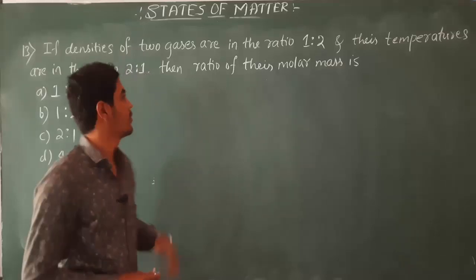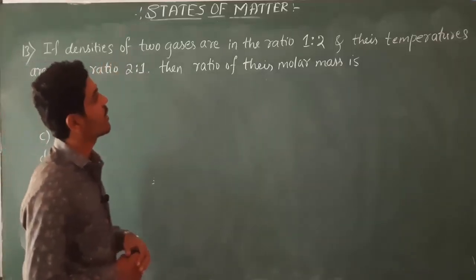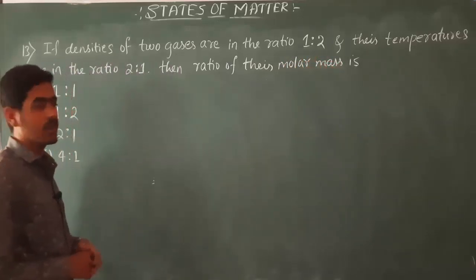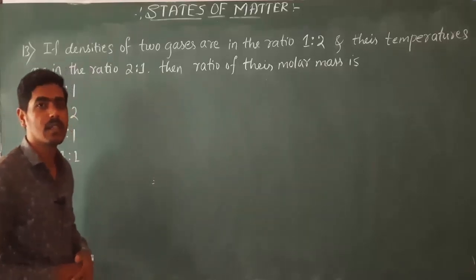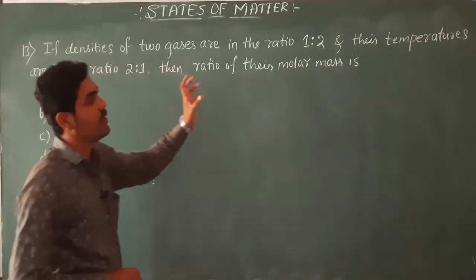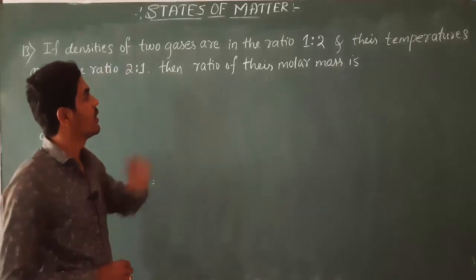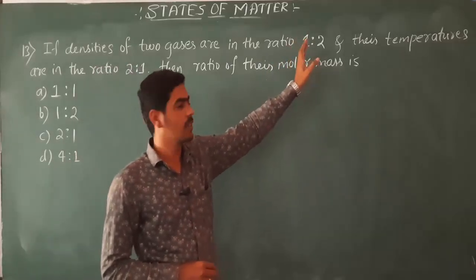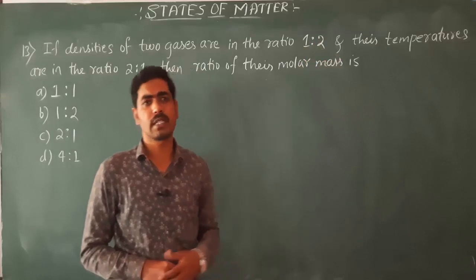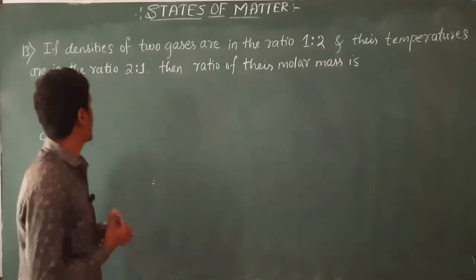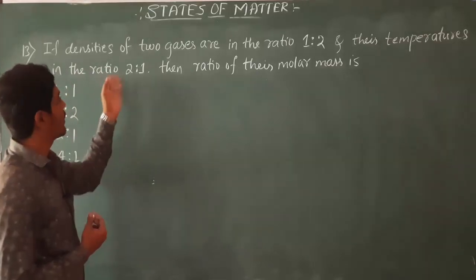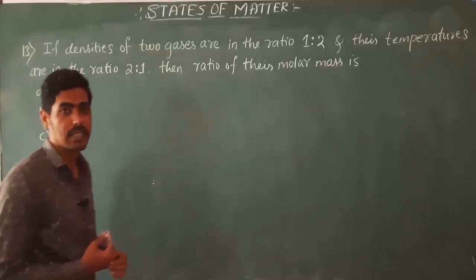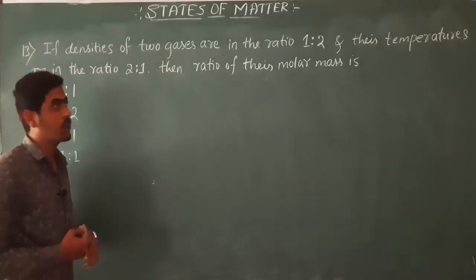The 13th question. If densities of two gases are in the ratio 1:2 and their temperatures are in the ratio 2:1, then the ratio of their molar mass is. So we are given two gases, gas 1 and gas 2. They have their densities in the ratio 1:2. If one gas has density 1 gram per centimeter cube, the other has 2 gram per centimeter cube. Temperatures are in the ratio 2:1. If one has 2 degrees Celsius, the other has 1 degree Celsius. Then you need to find the ratio of their molar mass.